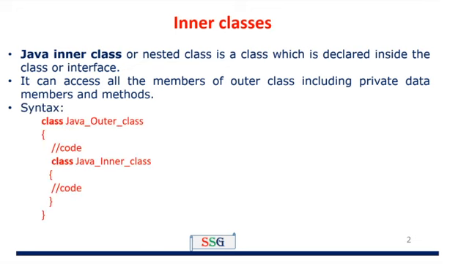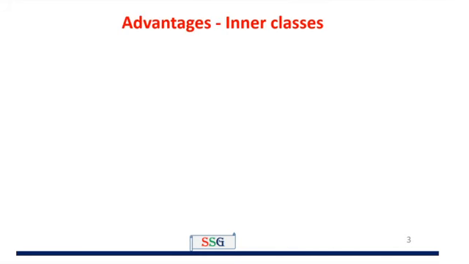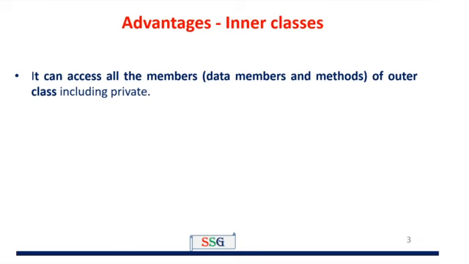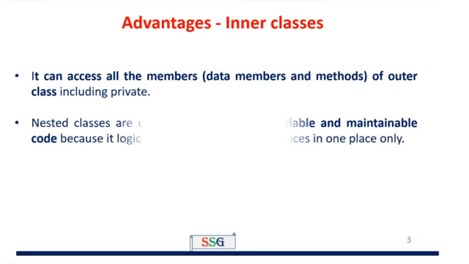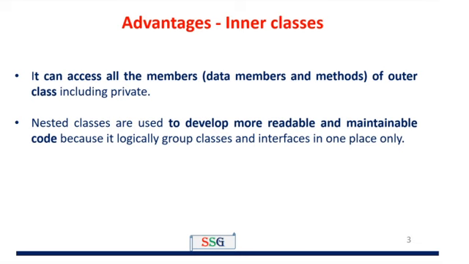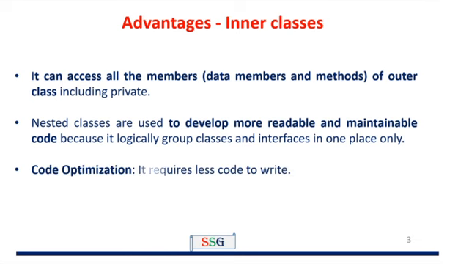The next one, syntax: class outer class name, open curly brace, and coding for the outer class, then class inner class name, then the definition for the inner class, and after that closing the outer class. The next one, advantages of inner classes: it can access all the members, data members and methods of the outer class, including the private members also. Nested classes are used to develop more readable, maintainable code because they logically group the classes and interfaces in one place only. The third advantage is code optimization: it requires less code to write.